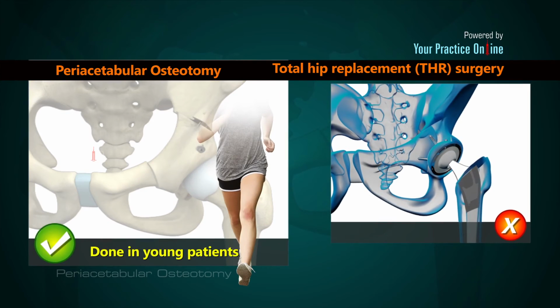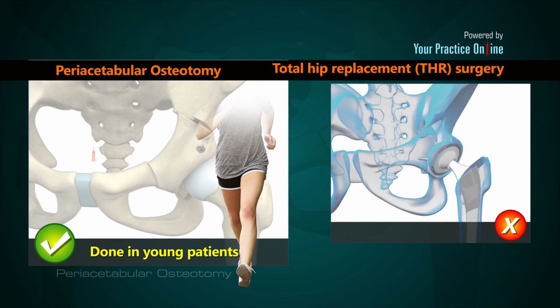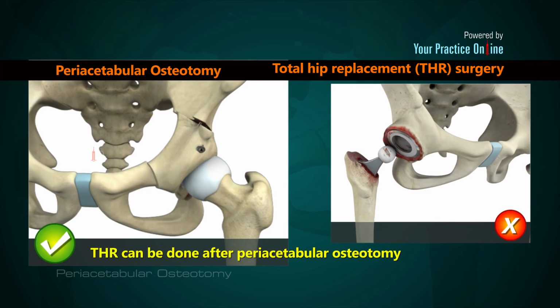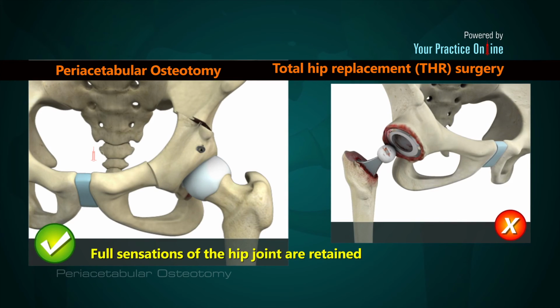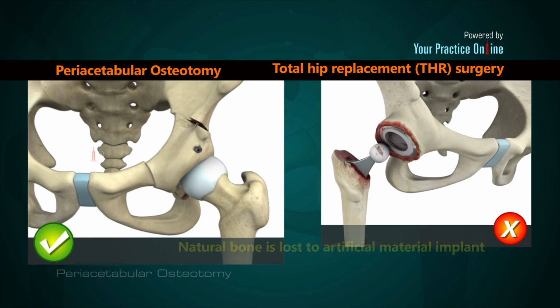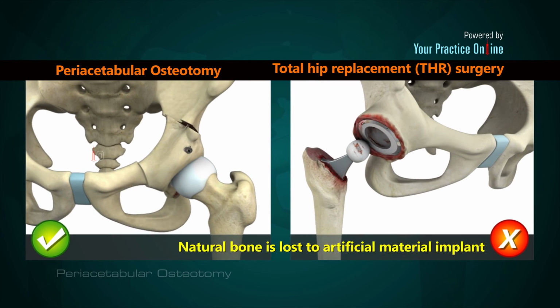Periacetabular osteotomy is done in young patients who would likely outlive the life of an artificial implant. However, THR can be done after periacetabular osteotomy if the need arises. Full sensations of the hip joint are retained in periacetabular osteotomy as compared to THR, where the natural bone is lost to artificial material implant.